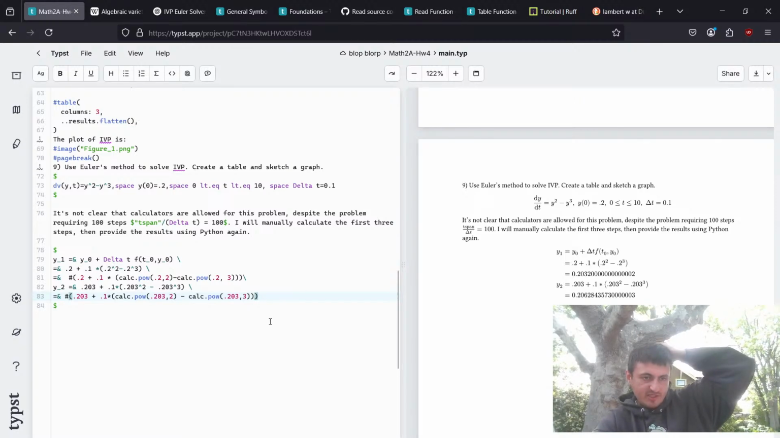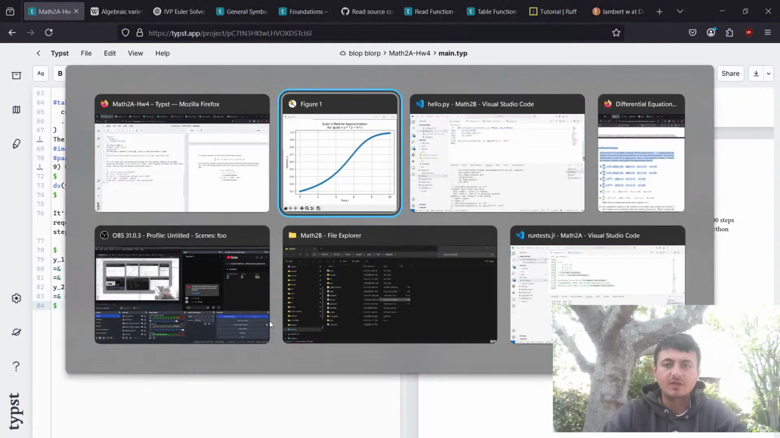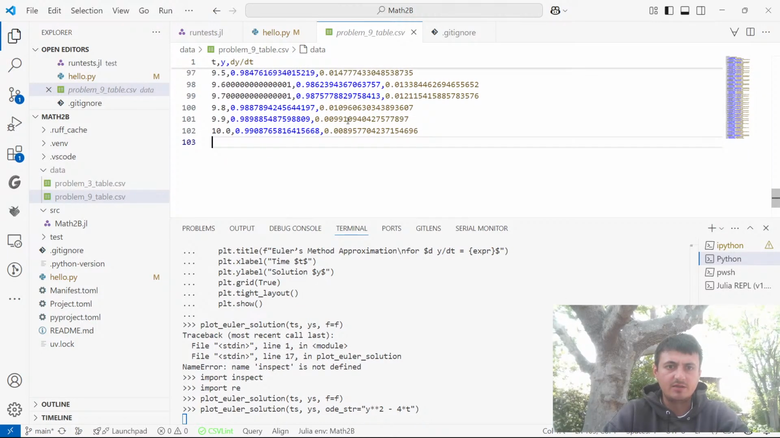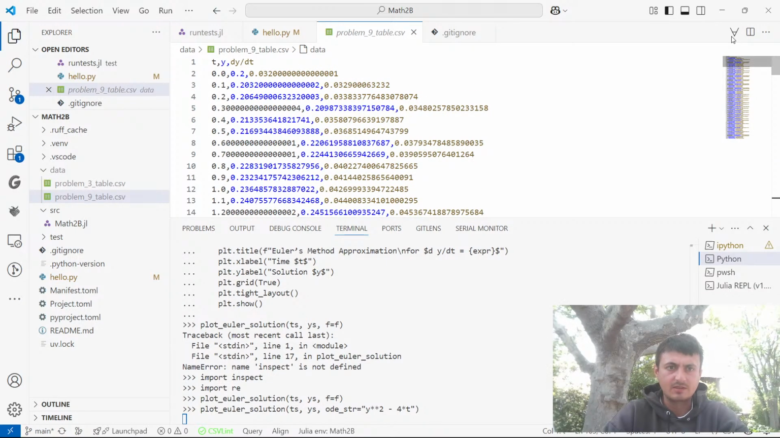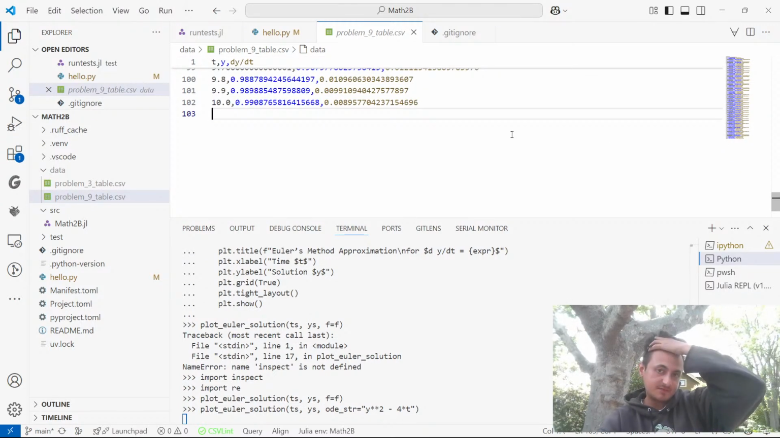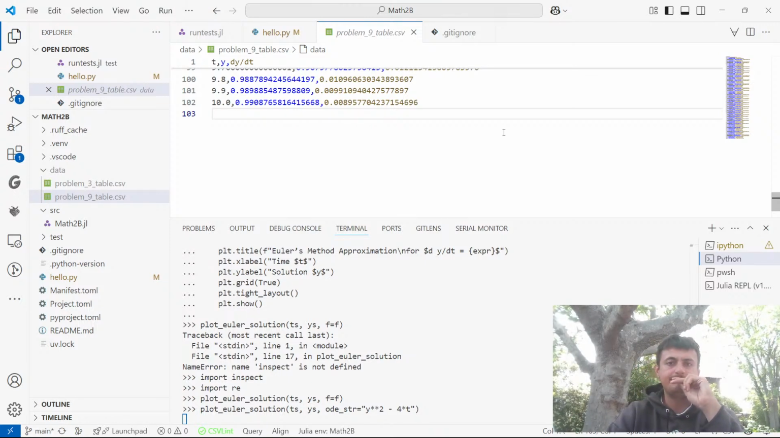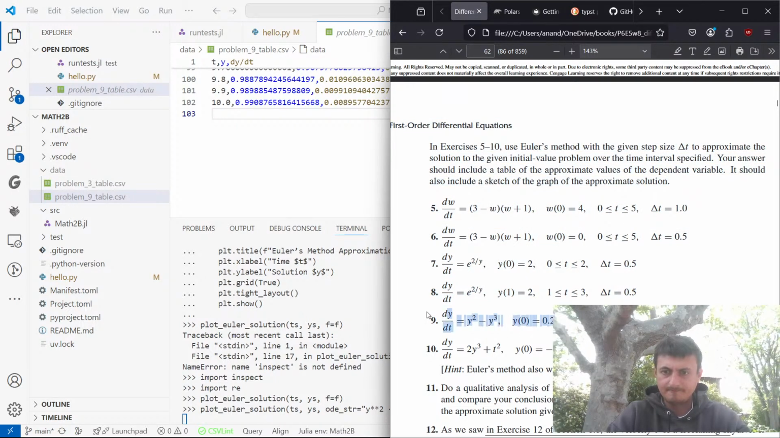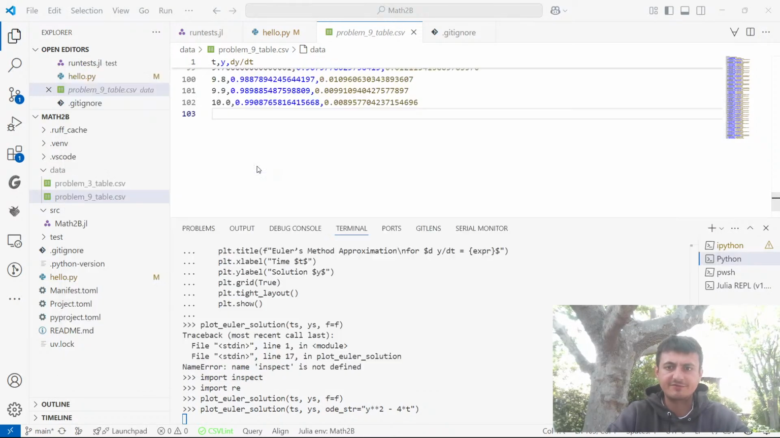I never knew PNG stood for that. It's kind of crazy, actually. All right, so let me just make sure that the table has 100, and so we took 100 steps. Yeah, I think that's right. There's 102 lines. Okay. All right, so let's just finish.